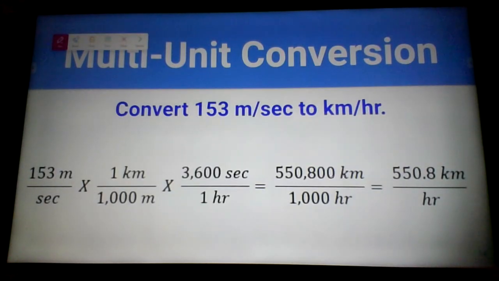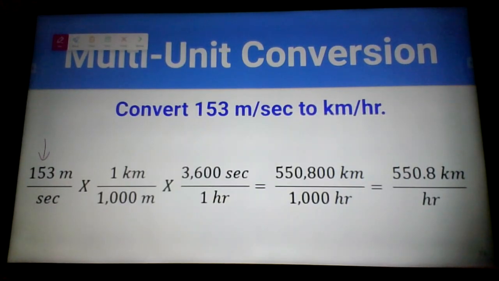153 meters per second to kilometers per hour. Okay, we're more familiar with kilometers per hour because it's closer to miles per hour. So 153 meters per second. I want to get a color that's going to show up and contrast with the color you see there. Here's where we start, 153 meters per second.